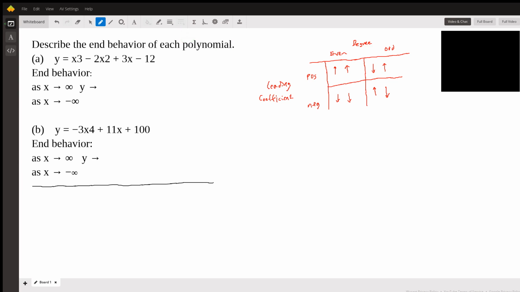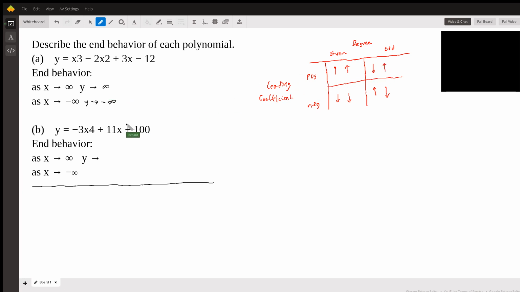And then when it comes to answering a question like this one, you just refer to your table. So here we have it's positive and odd. So it's going to start low and end high. So by starting low, this means y is going to approach negative infinity on the left, and then on the right, y is going to approach positive infinity. See, because we're in this box, positive, odd.